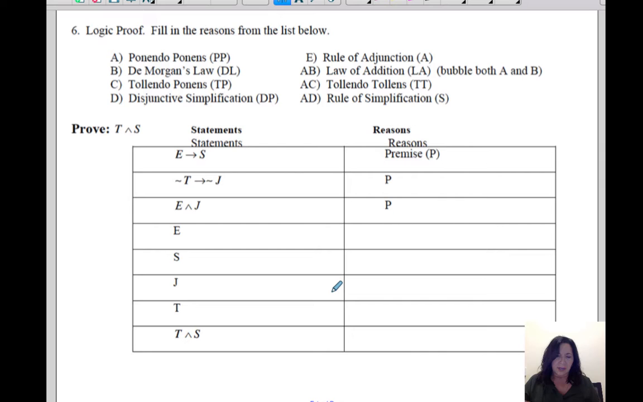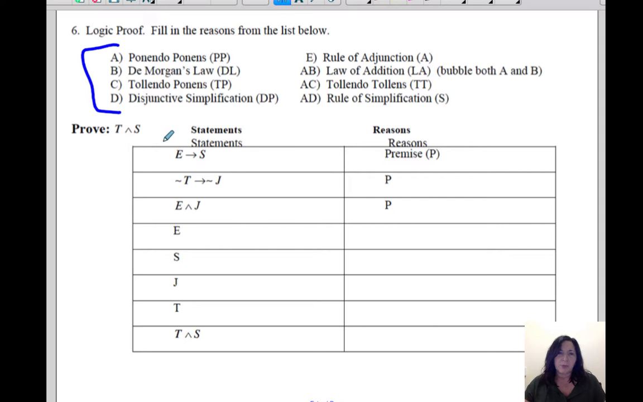The next question is a proof, and this is a logic proof. You're not going to be given these rules. So you will have to know those rules, and that's something that you should study by either looking over your homework packet, looking over your tests, etc. You need to look through that.